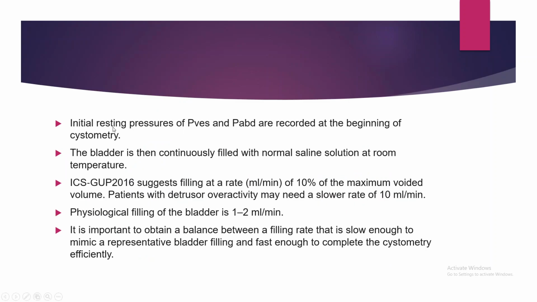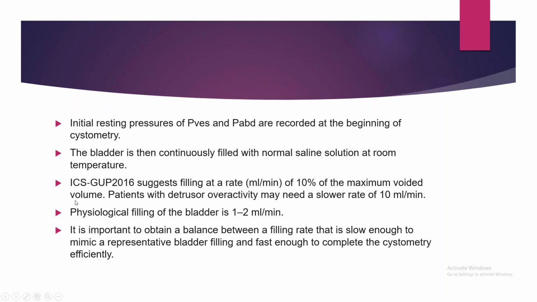So how are you going to record this now? Cystometry. First, resting pressures of abdominal and bladder pressure should be recorded at the beginning of the cystometry. After that, the bladder should be continuously filled with normal saline at room temperature. At which rate should you fill this bladder? The ideal filling rate should be 10% of the maximum voided volume.